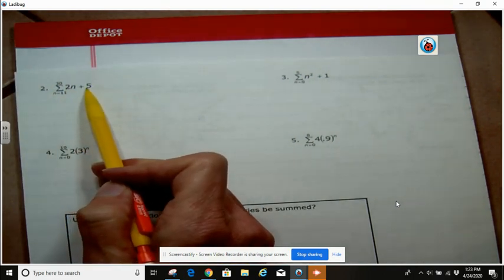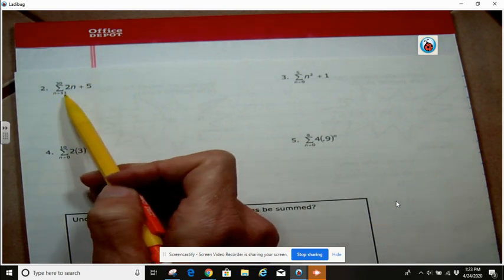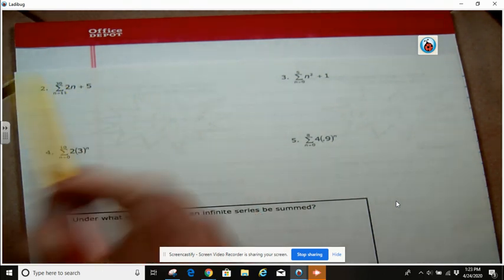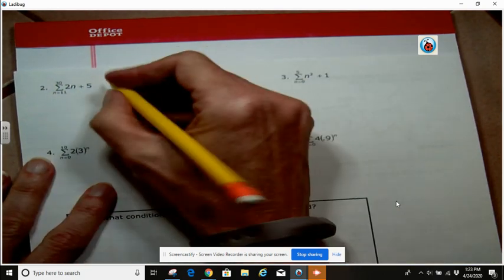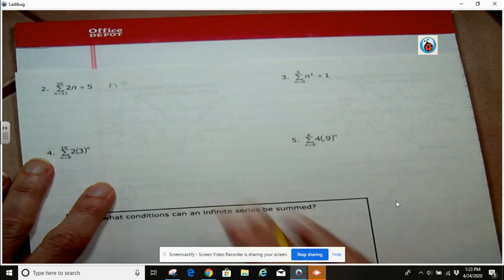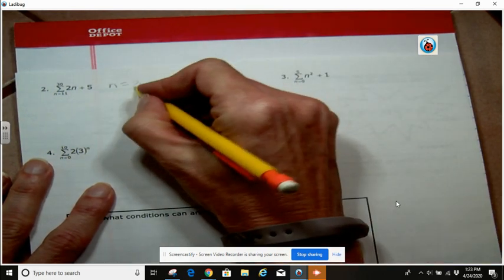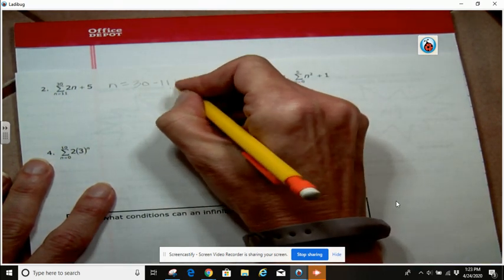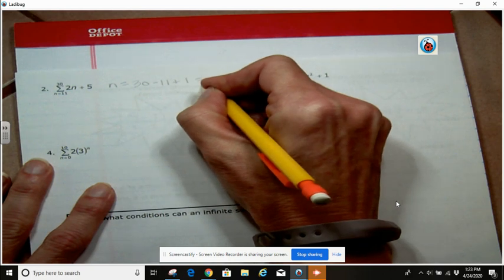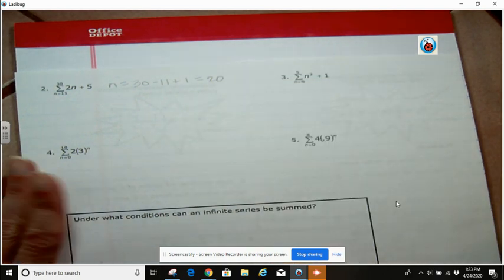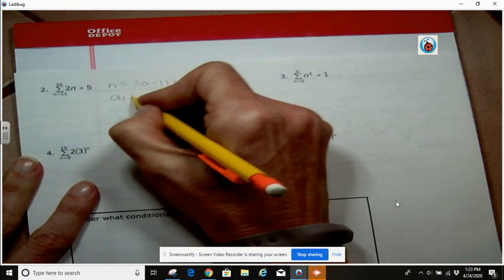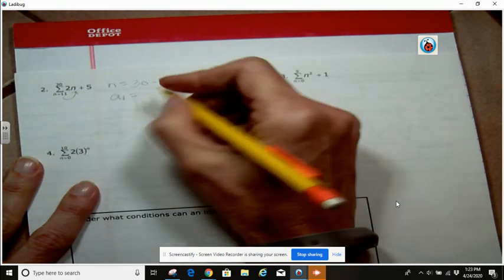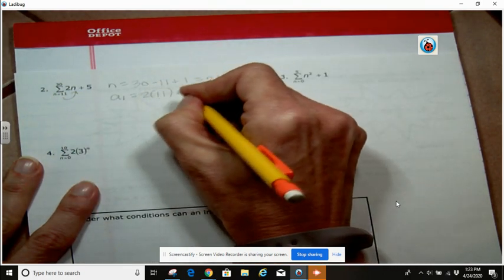I do want to use a formula because I'd have to go from the 11th term to the 30th term, and that's more than I want to have to write out by hand. So let's see. For the arithmetic series formula, I need n, top number minus bottom number plus 1 tells me that n is 20. There's 20 terms if you start by plugging in 11 and you stop when you get to 30. A sub 1 is what you get when you plug in the bottom number, which is 11.